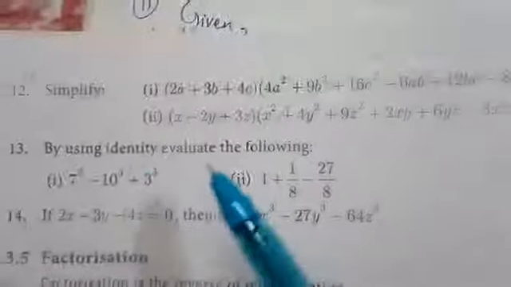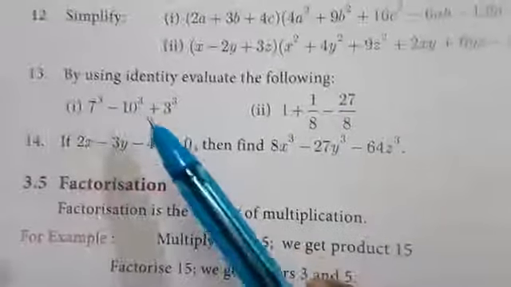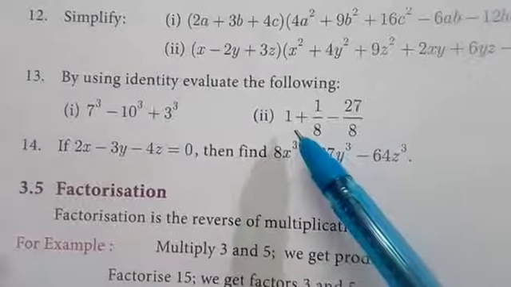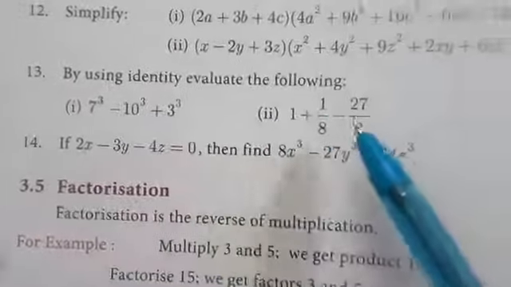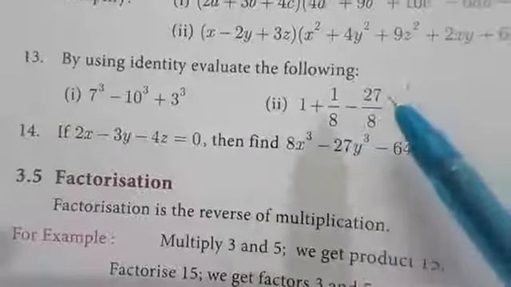13th question, by using identity, evaluate the following. 7 cube minus 10 cube plus 3 cube. Second question, 1 plus 1 by 8 minus 27 by 8. We need it in this form, so you have to make it a cubic value. It is 1 plus (1 by 2) whole cube, (3 by 2) whole cube.